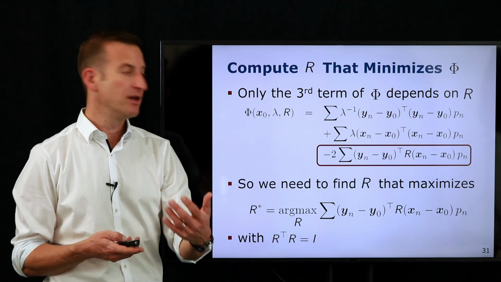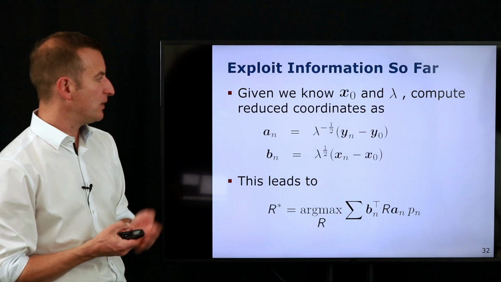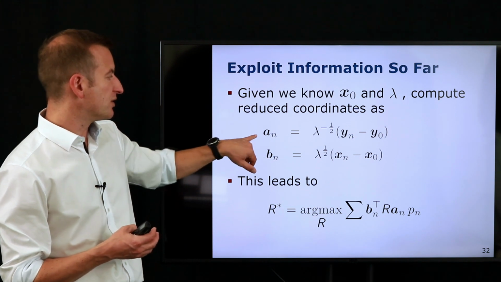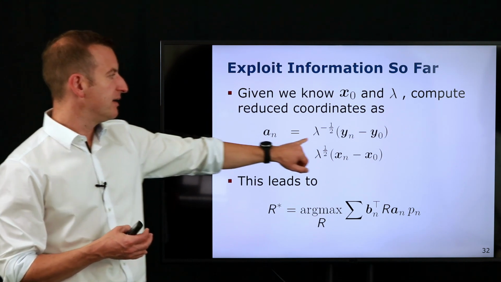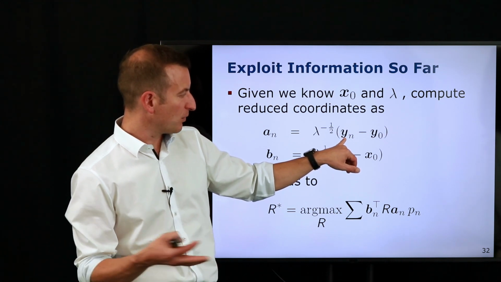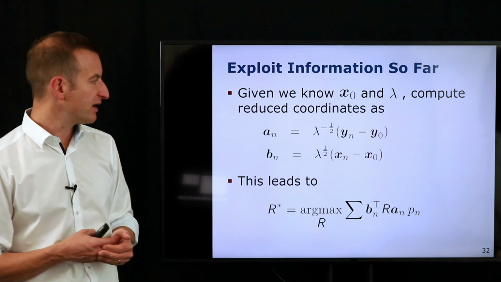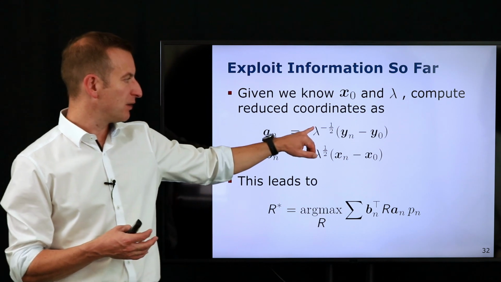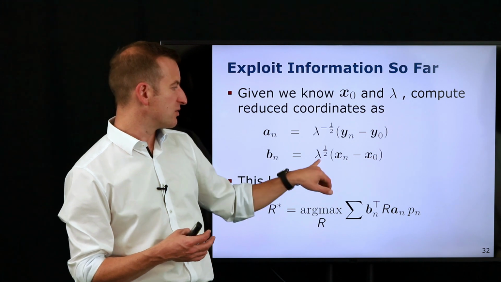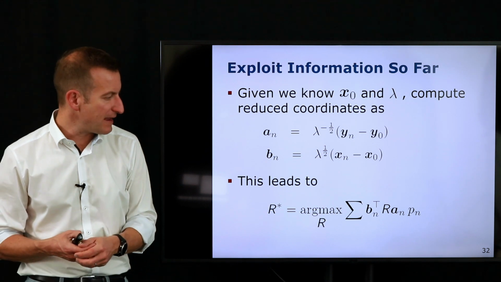Okay, what we can do, however, is exploit the information that we have so far: my x0, my y0, and my lambda parameter. We do so by computing reduced coordinates called a_n and b_n. So a_n is basically the difference between the points we want to map to, x_n, subtracted by the mean, multiplied with 1 divided by the square root of lambda. Lambda is already determined, and x0 is already determined, and it is the same for y, so we can directly compute those values a and b.